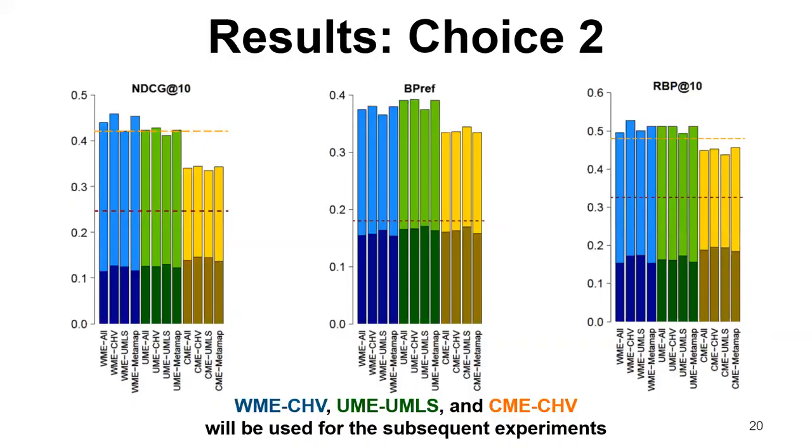Results from step 2 suggest that WME, CSV, UME, UMLS, and CME, CSV are the best, and hence, they will be used for the subsequent experiments.